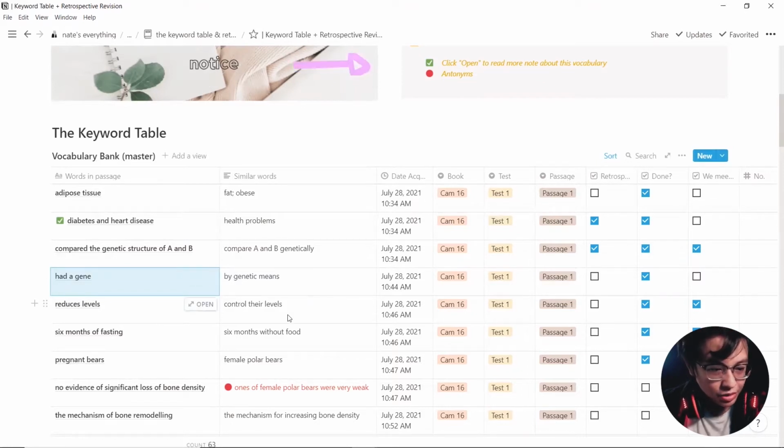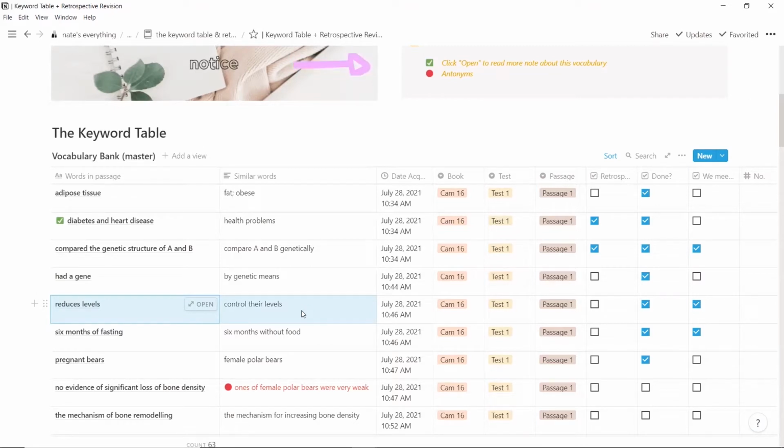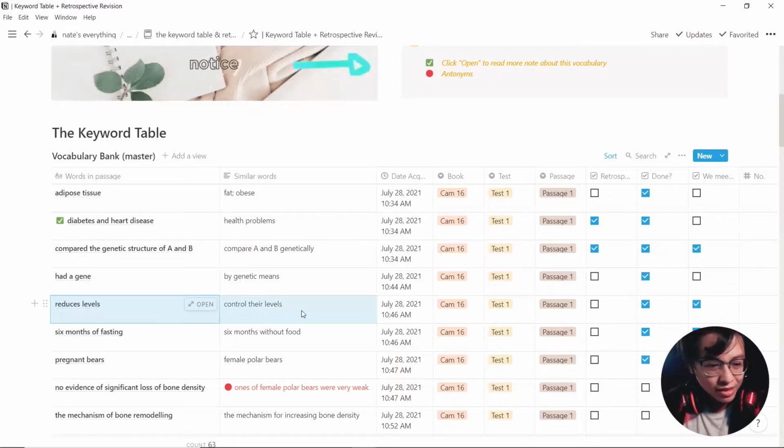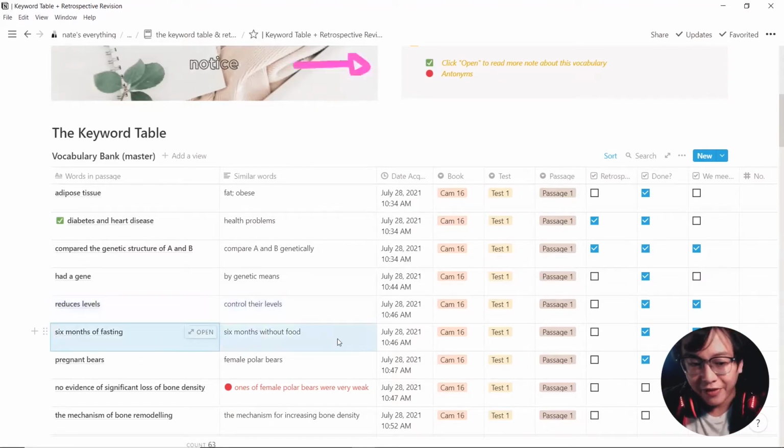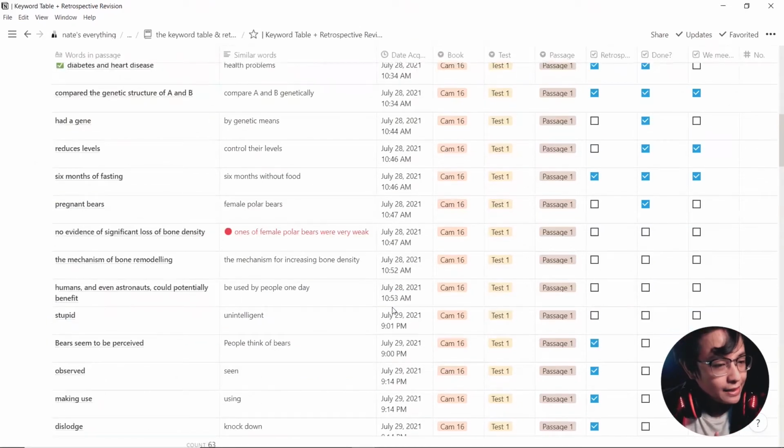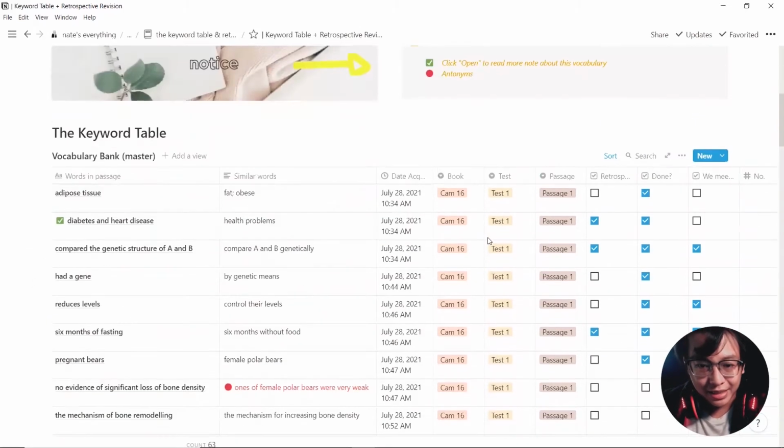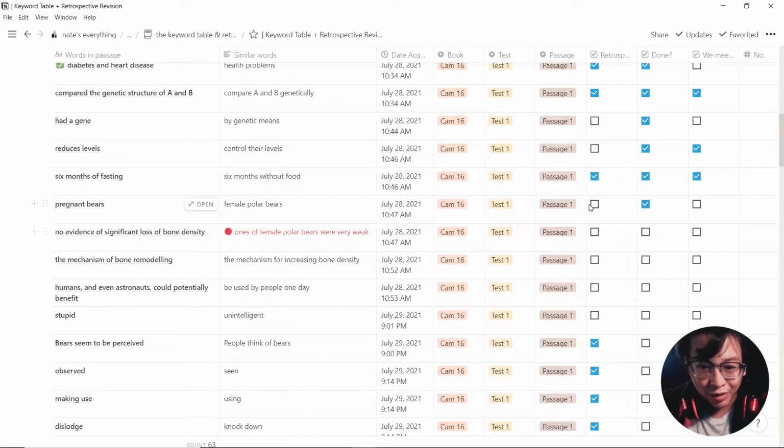Reduce levels, control the levels. Yeah, not cool, because the words control and reduce are not that related to each other, so maybe I don't want to learn this one. Six months of fasting, six months without food. Perfect. Amazing example, especially if you're in Vietnam nowadays, when the COVID pandemic is wiping out people's lives and professions. Anyway, six months of fasting is a very good phrase to learn, so I tick it here. And yeah, you keep doing that, right? I will do it randomly so that we don't waste a lot of time here.